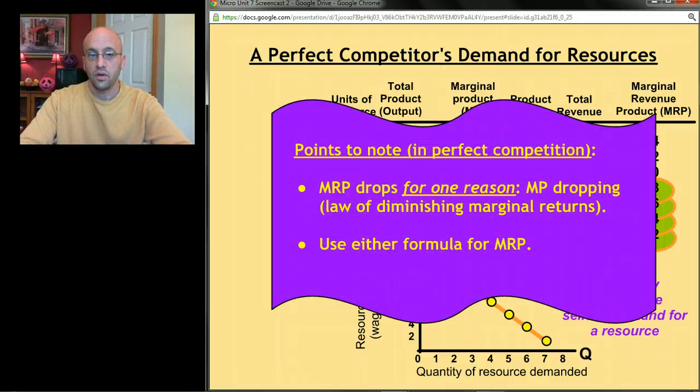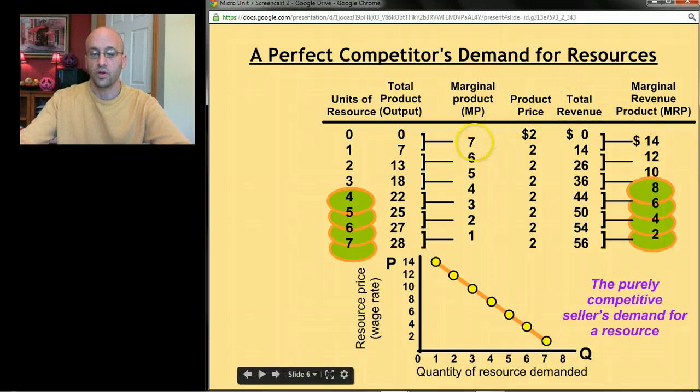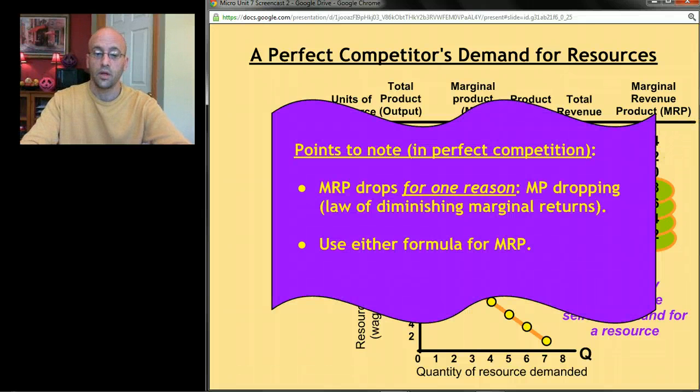The second thing I want you to notice about a firm that's in a perfectly competitive product market is that we can use either formula to calculate MRP. We can take marginal product times price to get MRP, or we can simply take the change in total revenue divided by the change in the number of workers to get the same result. All right, so far so good.